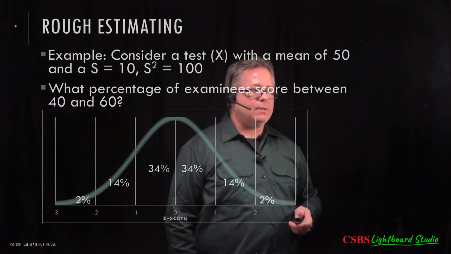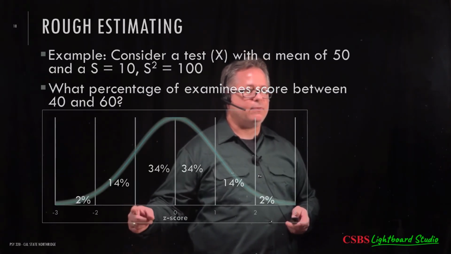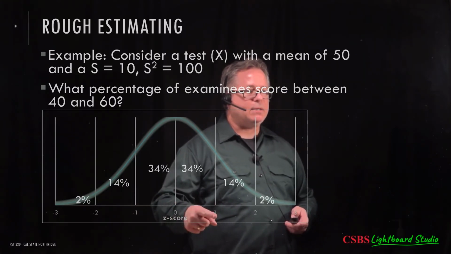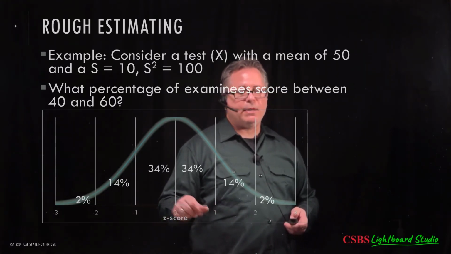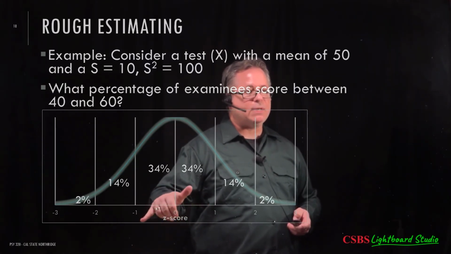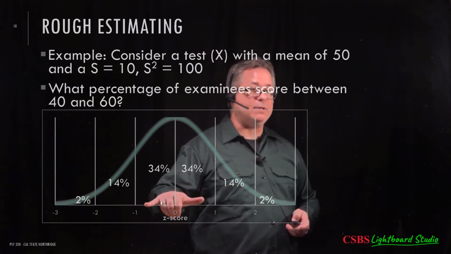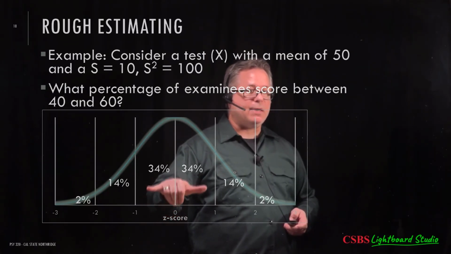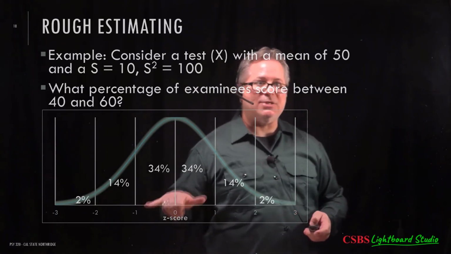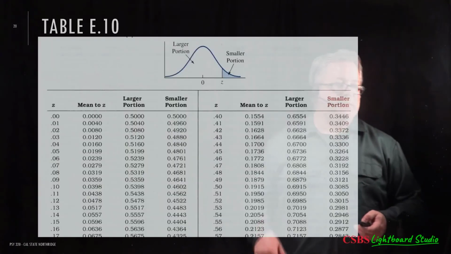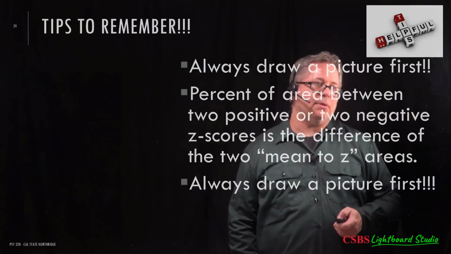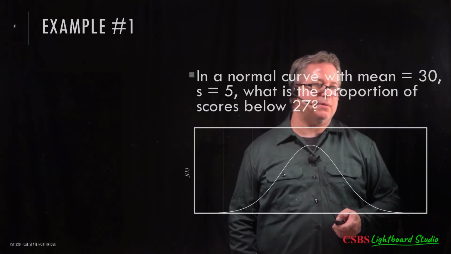Going back a few slides, I wanted to remember that when we looked at the areas for 40 and 60, they were on opposite sides of the mean, and we found the two of them and we added them. So when they're on opposite sides of the mean, like one negative z, one positive z, you're going to find the areas and add them. Opposite sides you add. Same side, you're going to subtract.